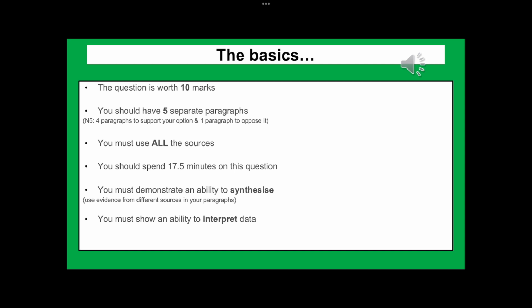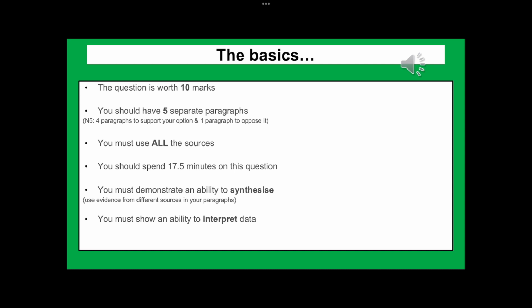So like the other skill questions, and like I've already mentioned, this is worth 10 marks. In this question, you should have 5 separate paragraphs, which means you could get 2 marks from each paragraph, alright? Much like the support and oppose question, you must use information from all of the sources that are given to you. You should spend roughly 17.5 minutes on this question. So when you're studying at home, especially as things get closer to the exam, you should be timing yourself with these and making sure you're only giving yourself about 17.5, maybe 18 minutes to answer them.